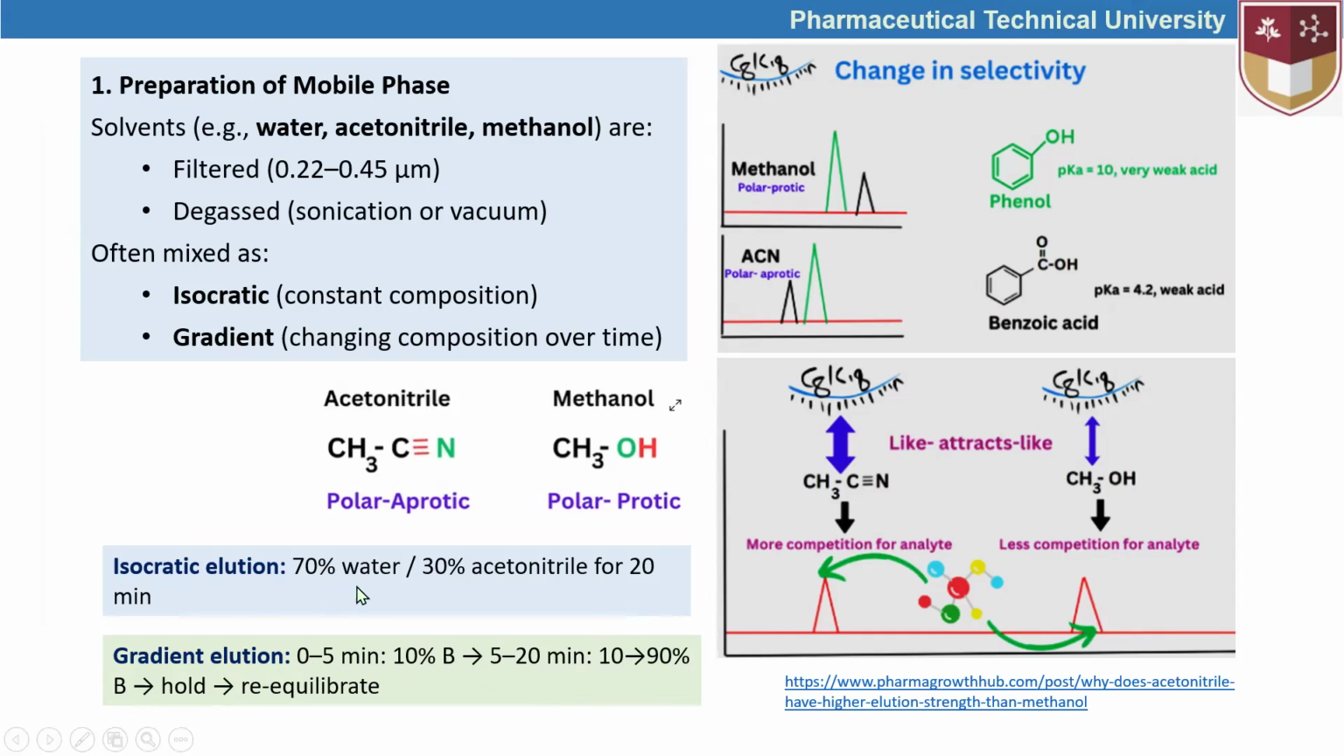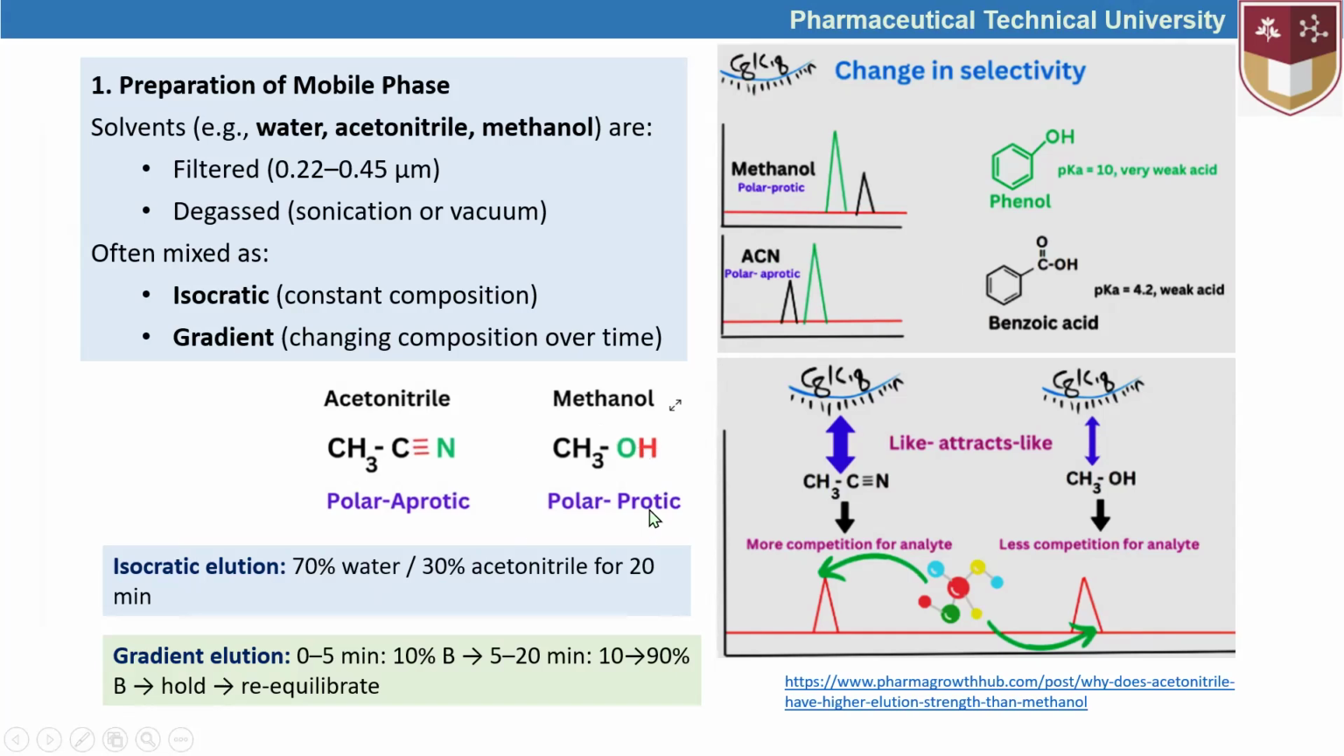At the beginning, it was holding 70% water and 30% acetonitrile, and the ending eluent holds the same composition as well. Okay, if we have methanol and acetonitrile, what is the difference that could affect the flow rate and the sequence of the compounds that could be washed out? The difference can be explained with this.